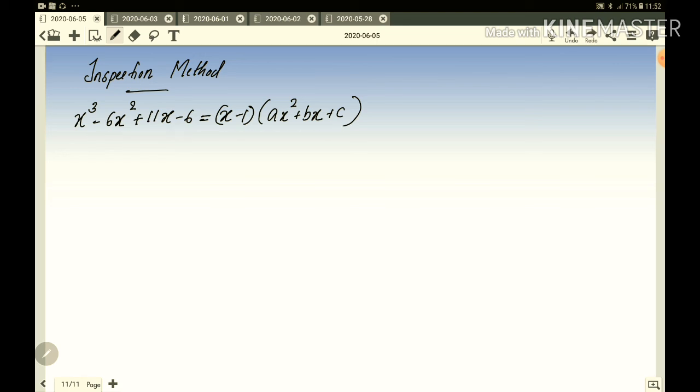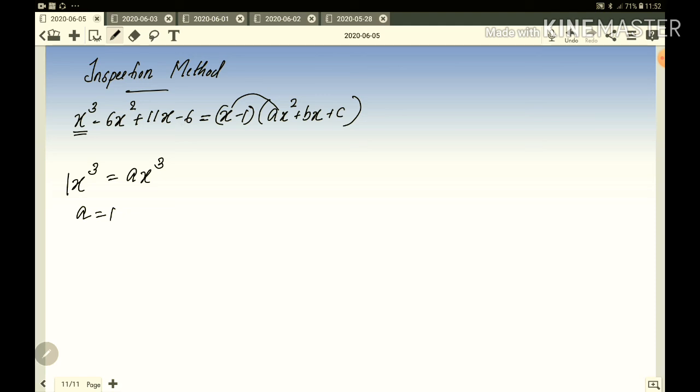Start with the x cube. We have one x cube on the left hand side, that is x cube itself. Then the corresponding x cube on the right hand side, how do you get it? This x has to multiply ax square, which is equal to ax cube, right? Now just compare both sides. What is the value of a? See, 1 is equivalent to a, that is, a is equal to 1. Clear?